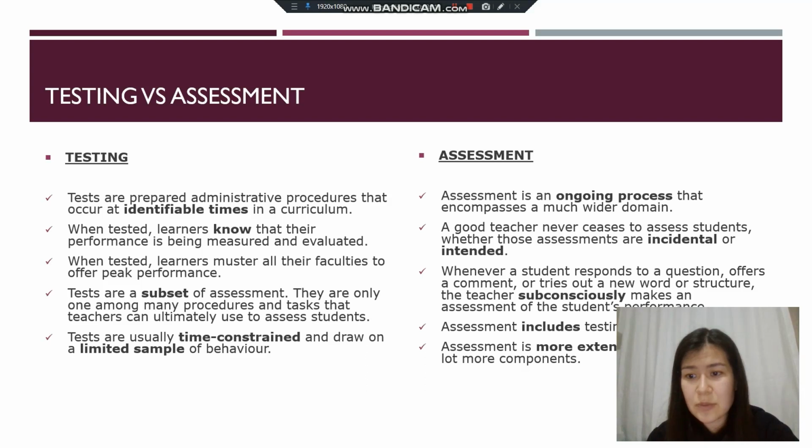Whenever a student responds to a question, offers a comment, or tries out a new word or structure, the teacher subconsciously makes an assessment of the student's performance. Assessment includes testing. Assessment is more extended and it includes a lot of components.